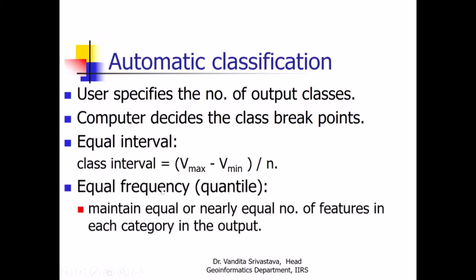And equal frequency classification is also called quantile classification. Basically the purpose here is to maintain an equal number of data points in each output class. So it maintains equal or nearly equal, because sometimes maintaining an equal number of features may not be possible. So nearly equal is used. So equal or nearly equal number of features in each category in the output.